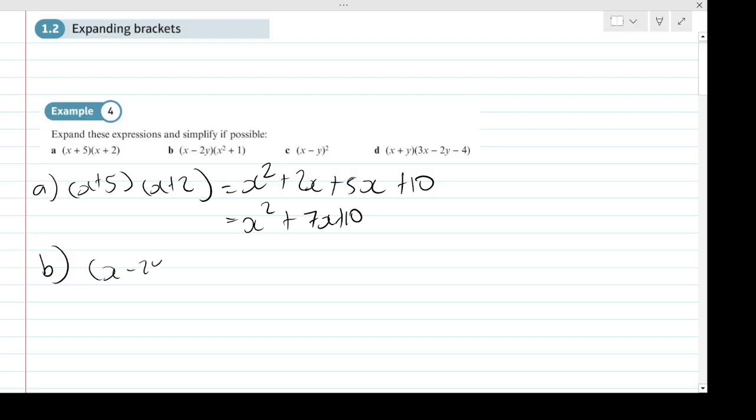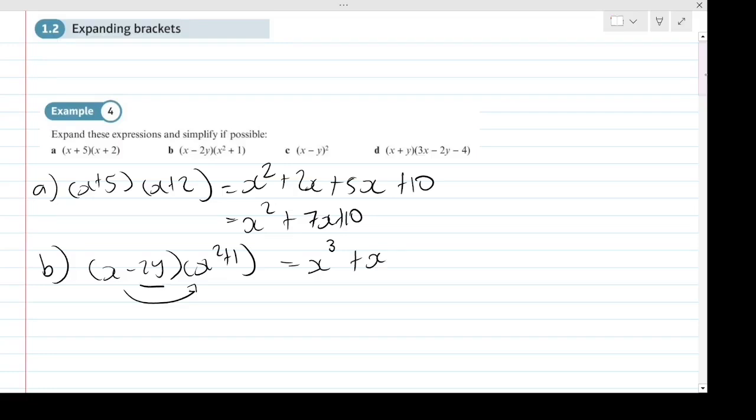Now we've got x minus 2y, x squared add 1. And it will be the exact same approach, but it might be looking a little bit trickier because we've got a y, but it's the same approach, right? So we're going to do the first term, the x, times by everything in the second bracket here. So we're going to have firstly x times x squared, that'd be x cubed. Then you're going to do x times the 1, which should be just x, right? X times 1 is just x.